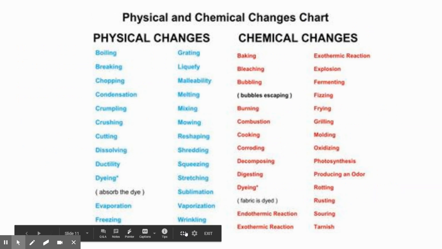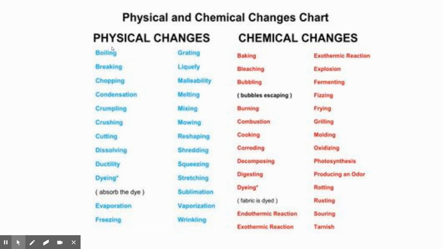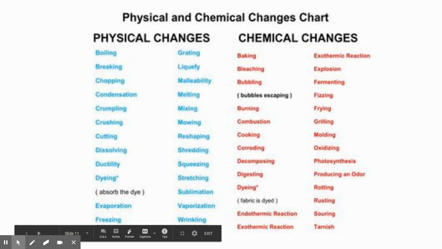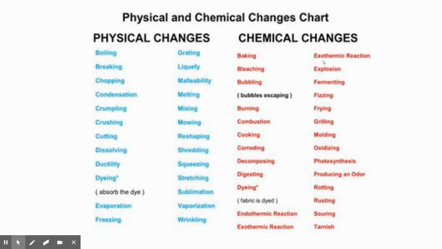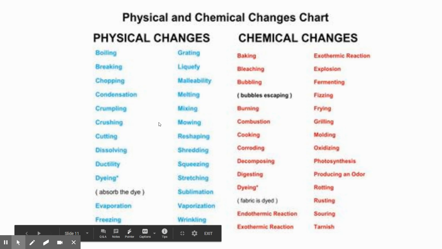I know this is a little bit blurry, but these are some words that indicate physical changes. The physical change words are in blue here, and the red ones are the chemical changes. So if you see those words, that most likely indicates chemical changes for these ones, and then physical for these ones.